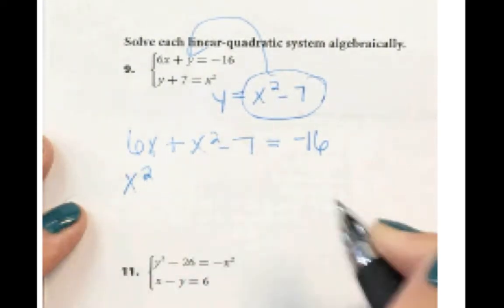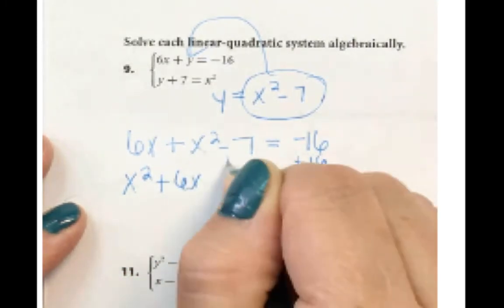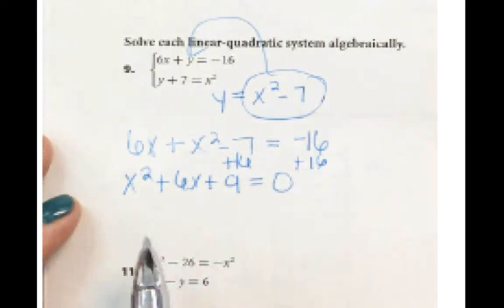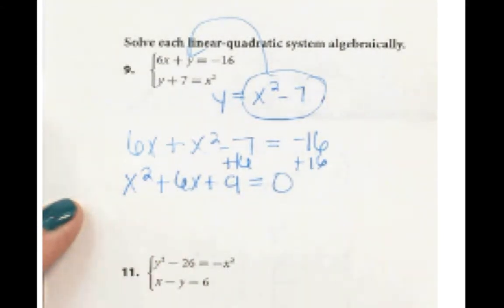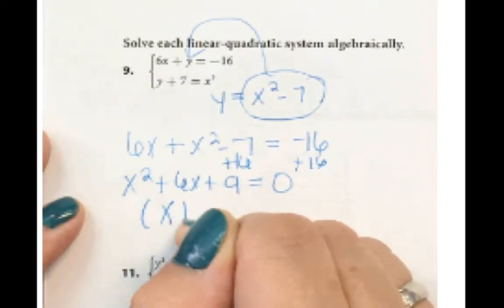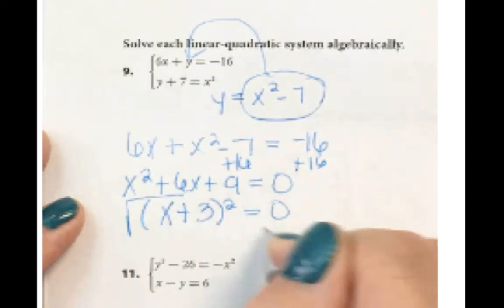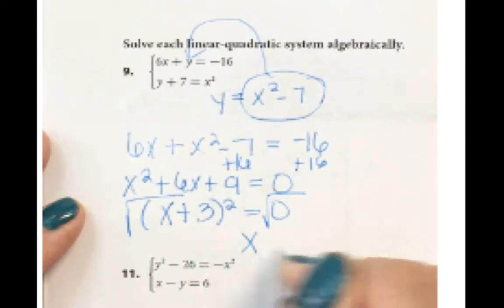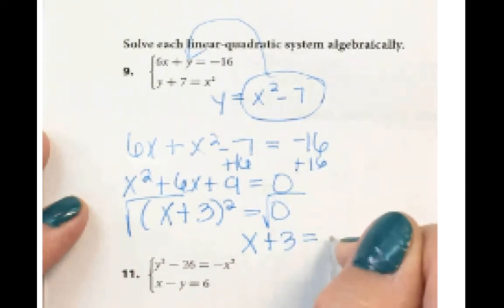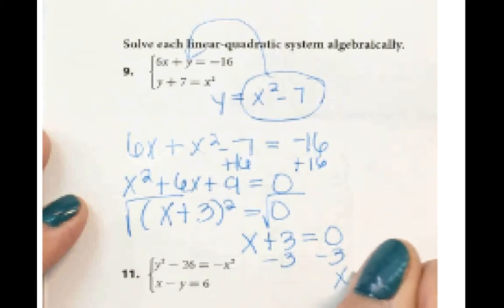So then just get everything on the same side. That would make x squared plus 6x. If you add the 16 to both sides, that makes plus 9. And this actually already is a perfect square trinomial, so no reason to even have to do completing the square. You can just simply factor it into an x plus 3 squared equals 0. Go ahead and take the square root of both sides. x plus 3 is equal to the square root of 0, which is just 0, and then solve for x by subtracting 3. So x equals negative 3.